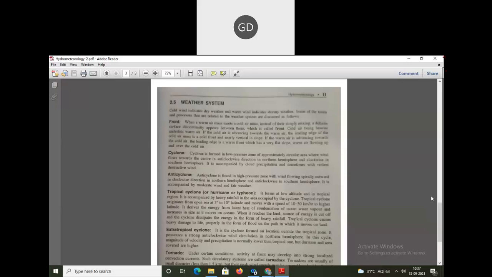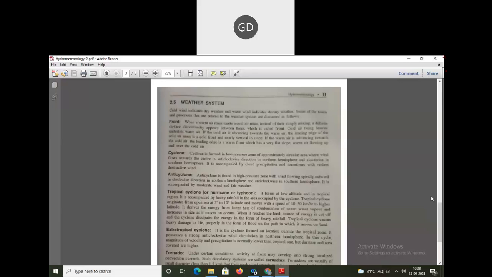Okay, and this cold air is heavier than your warm air. Suppose the cold air is going towards the warm air. The leading edge of this cold air, the shape of this cold front, will be vertical in slope. And vice versa, if the warm air is going towards the cold air, the leading edge will be a warm front, and it will have a flat slope. Okay, so this is about the front.